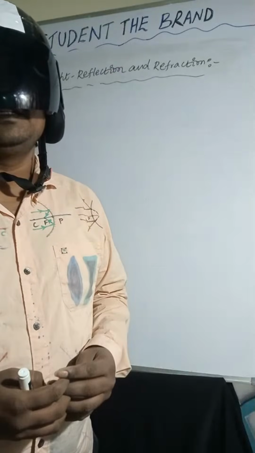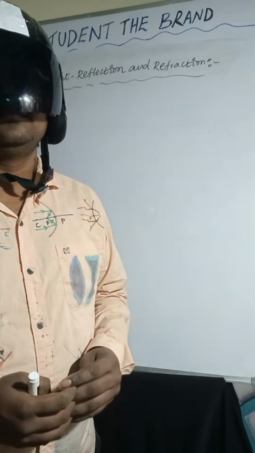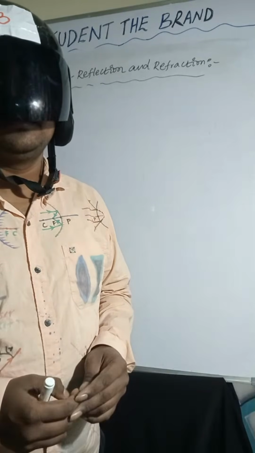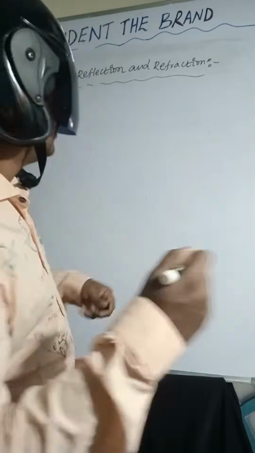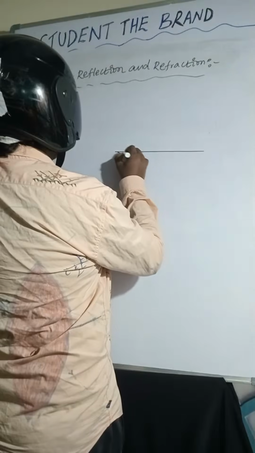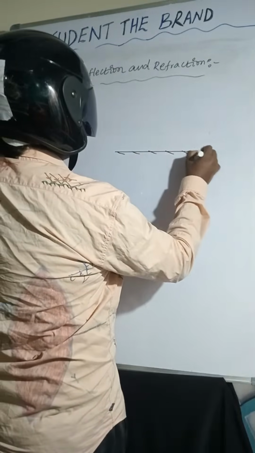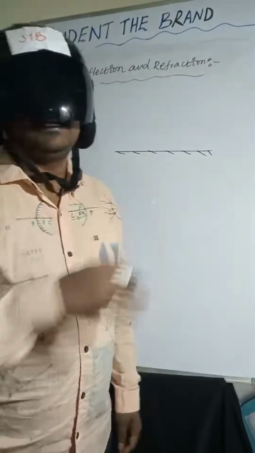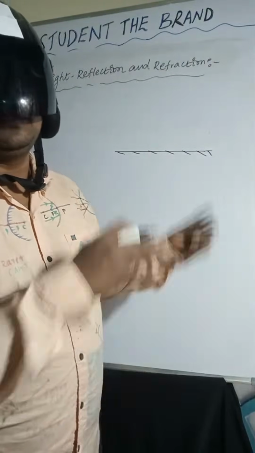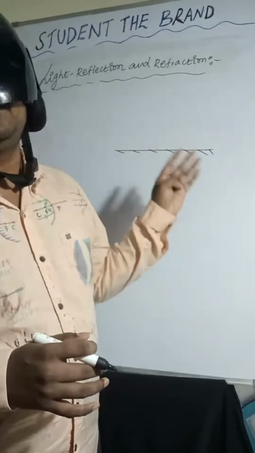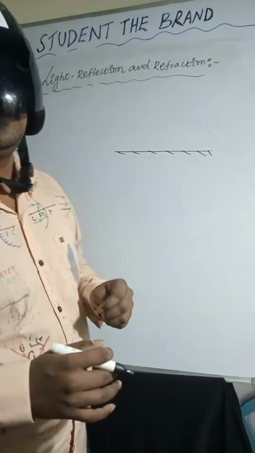Today we are going to discuss the light reflection and refraction chapter. Here I'm taking the plane mirror. The light which is incident on the surface is called the incident ray. The light ray which is reflecting back is called the reflected ray.